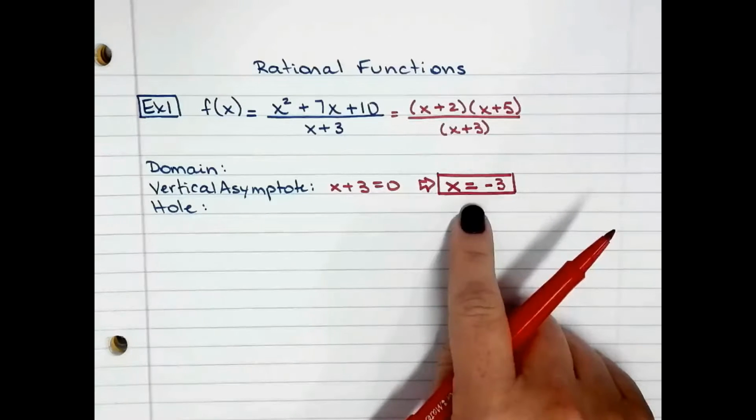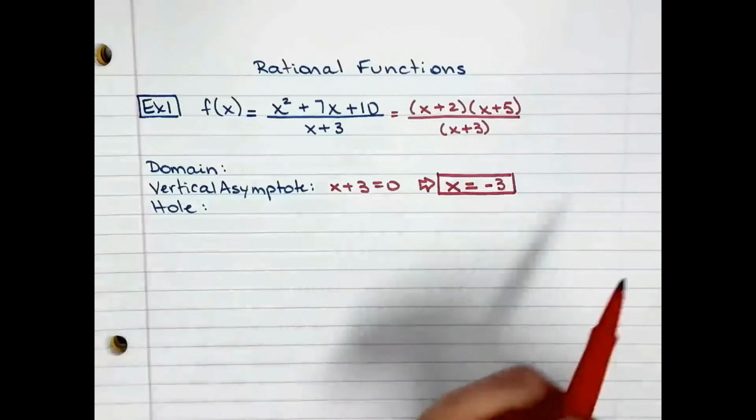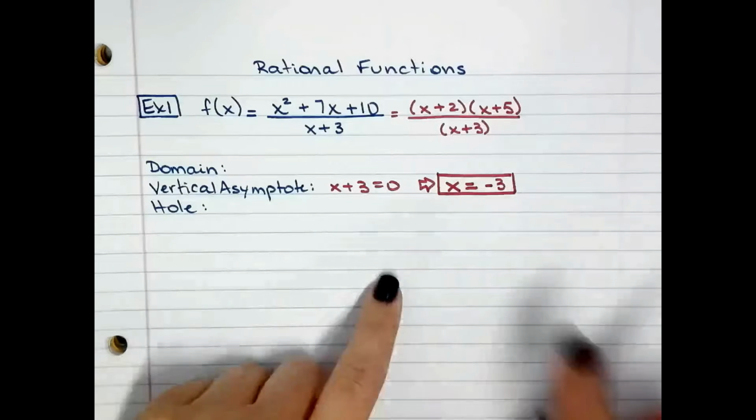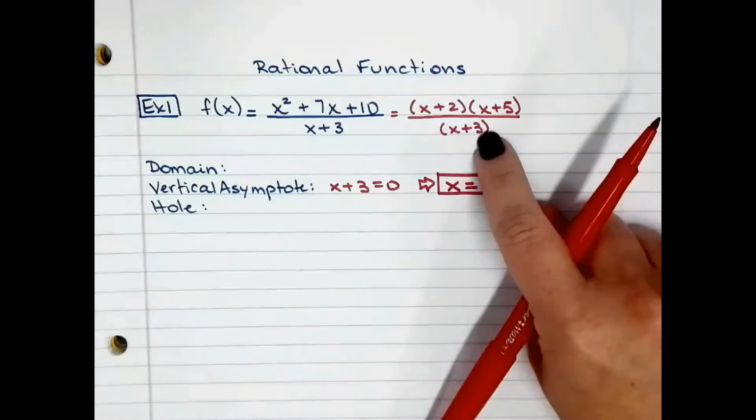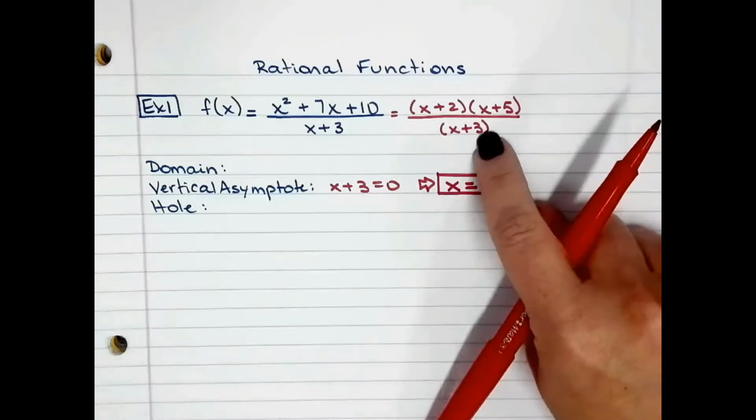All right. Now a hole, it's a hole in the graph where your denominator makes it equal 0 or makes it undefined.